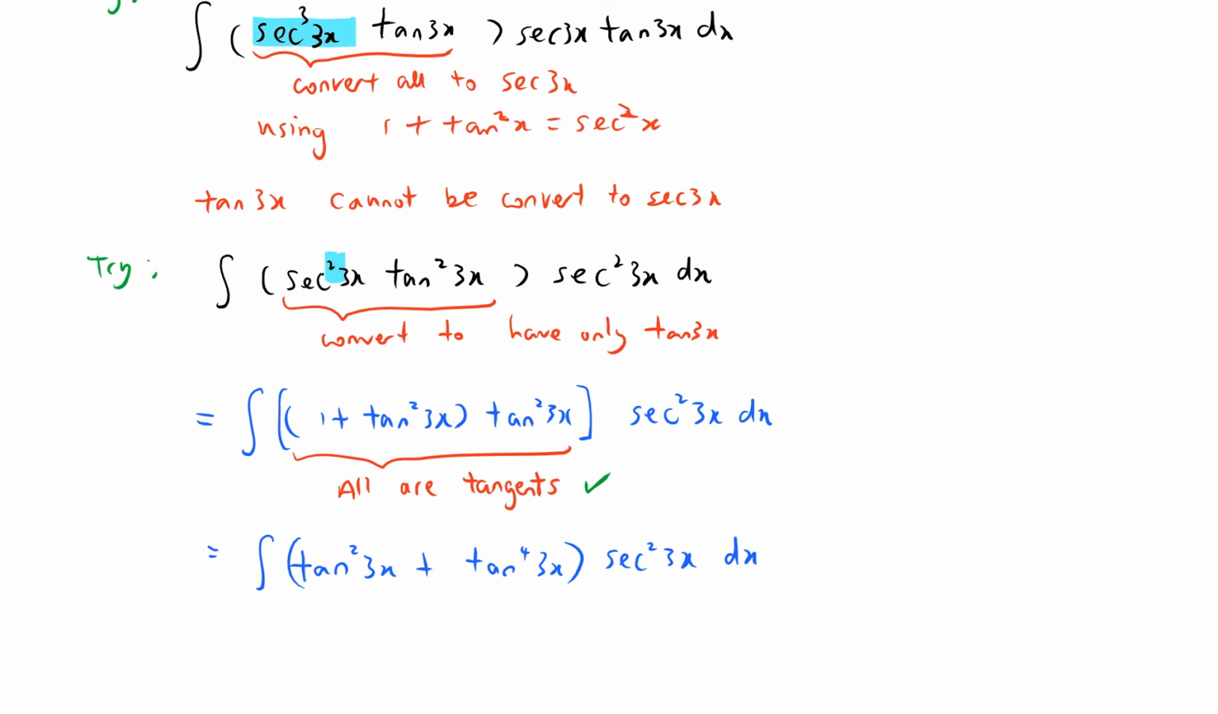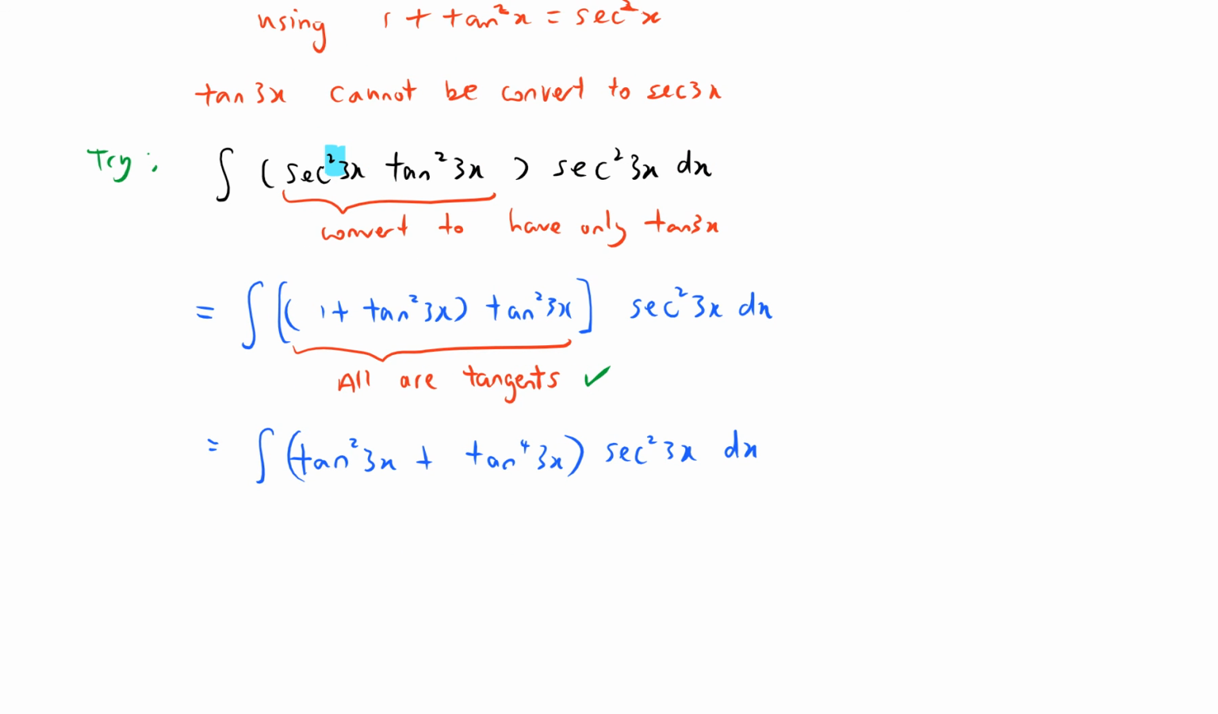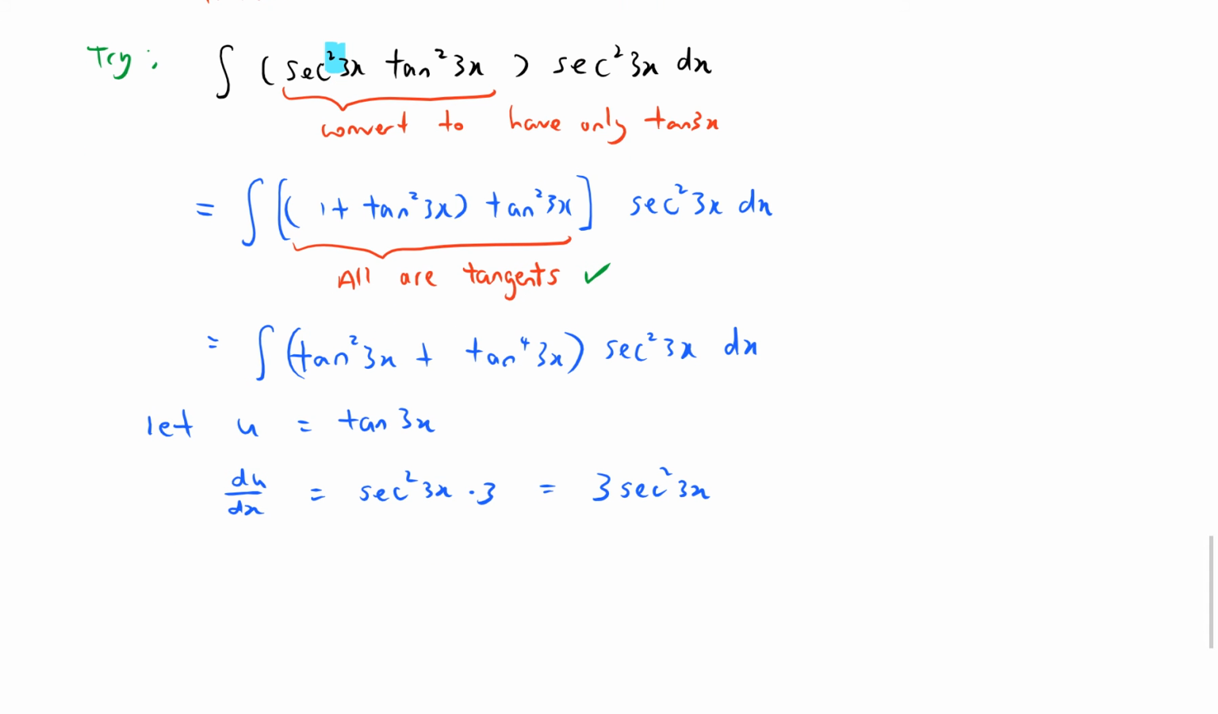So now we can use a substitution. We let u equal tangent 3x, so du dx will equal secant square 3x times 3, so 3 secant square 3x. Making dx the subject, dx becomes du over 3 secant square 3x.